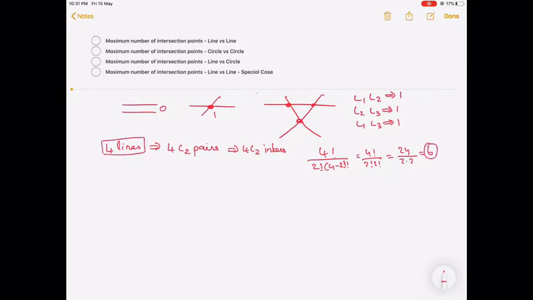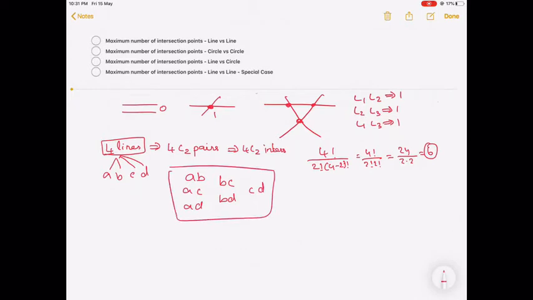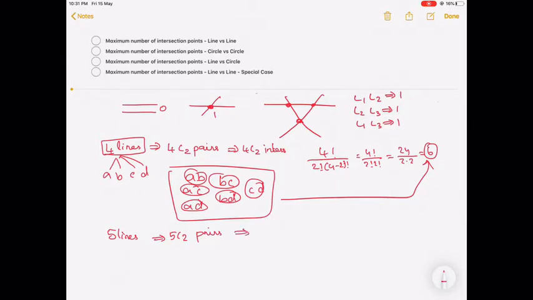So if I have 4 lines A, B, C, D, I can have AB, AC, AD, BC, BD, CD, 6 different pairs of lines, and for each pair I'll have one meeting point, so totally there can be 6 meeting points. Similarly, for 5 lines I will have 5C2 pairs of lines that I can pick, and therefore there will be 5C2, which is 10 meeting points.